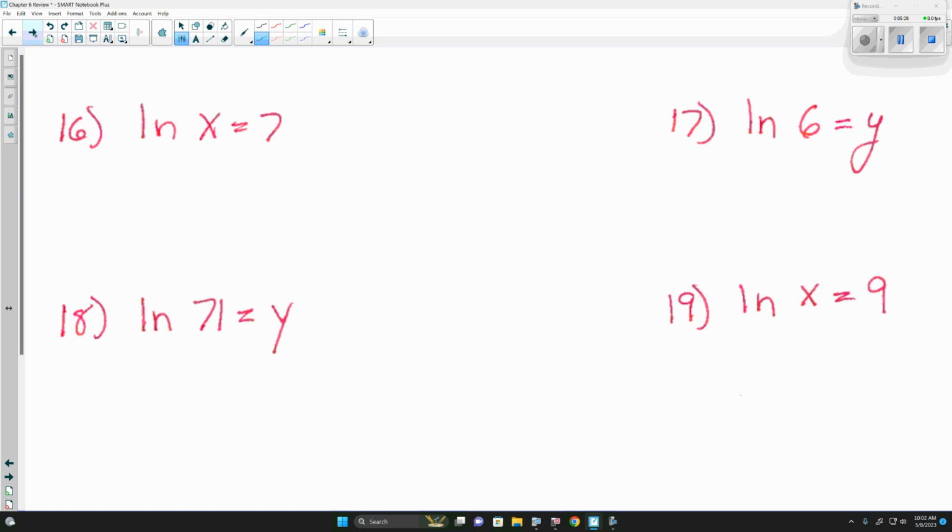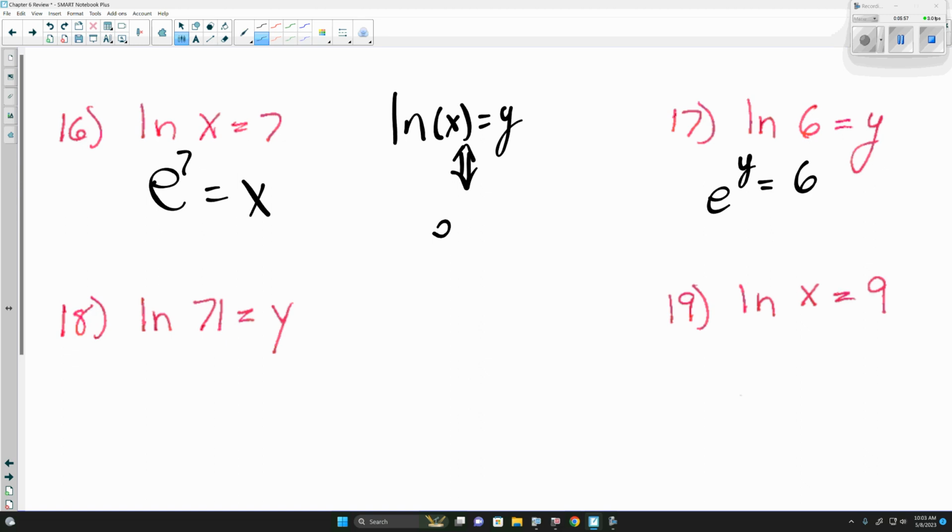So what would 16 be? Because remember, with natural logs, the base is understood to be e. With logarithms, log, if the base is not written, it's understood to be 10. So the next one would be what? e to the y is equal to 6. Because ln of x equals y is true if and only if e to the y is equal to x. So here e to the y is equal to 71. And lastly, e to the 9th is equal to x. Any questions on any of these here? Any questions on 1 through 19?